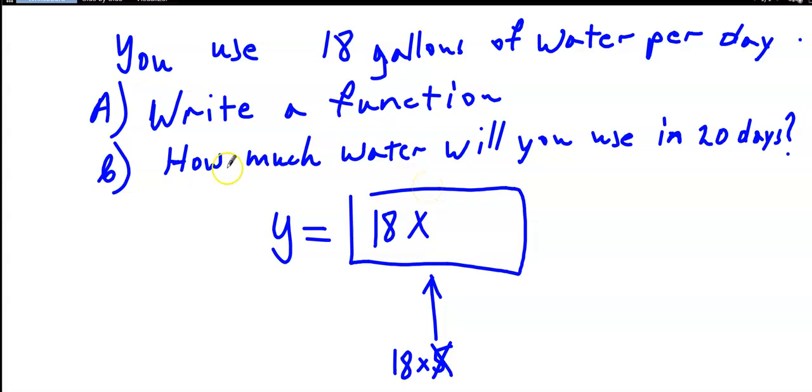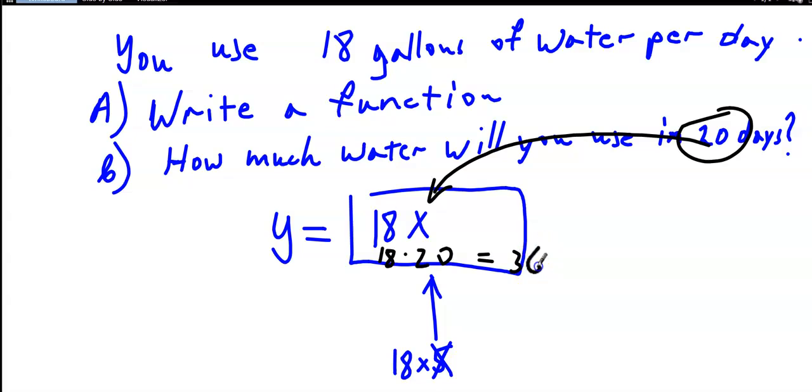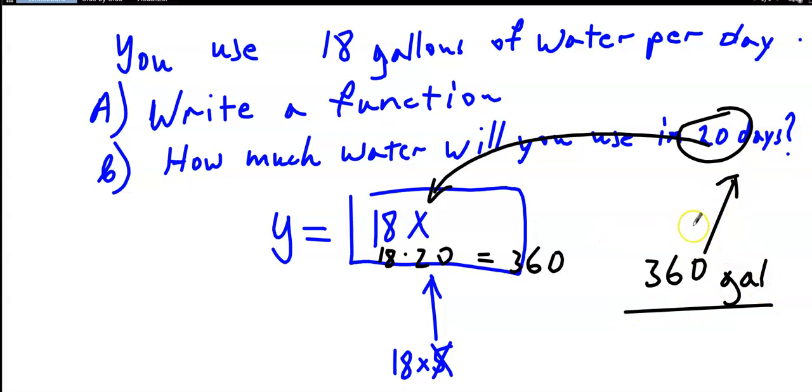Now, if they're asking you how much water you will use in 20 days, 20 days gets replaced with the value of x. So we're going to do 18 multiplied by 20. Instead of 5 days, we're going to use 20 days to find the actual number of gallons. So 18 times 2 is 36, but an extra 0, so 360. Our answer comes out to be 360 gallons. So part 2, for 20 days, is 360 gallons.